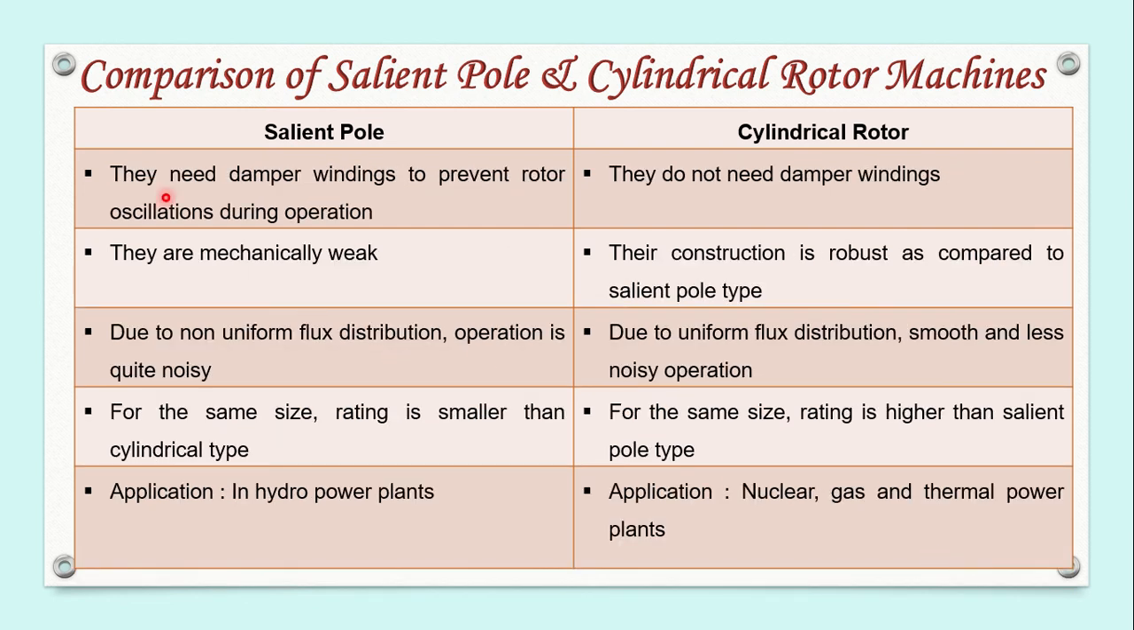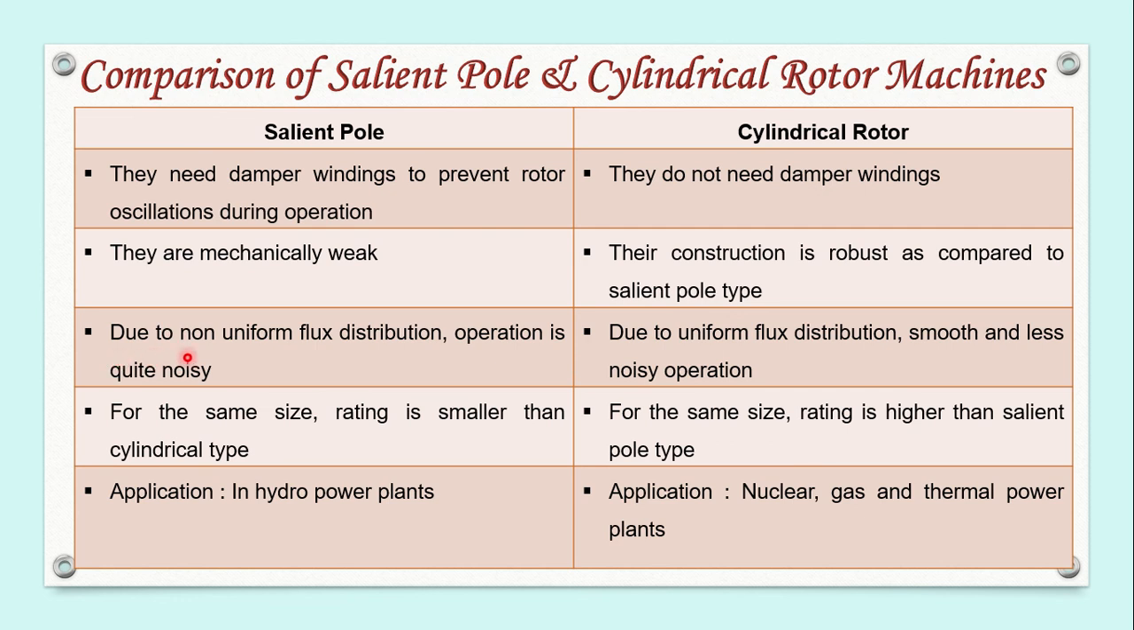So next point, the salient pole machines need damper winding to damp out the rotor oscillations during operation. But a cylindrical rotor machine does not need damper windings. The salient pole machines are mechanically weak, but the cylindrical rotor machines are very strong. Their construction is robust, that means they are strong as compared to salient pole type. Moving on to the next point.